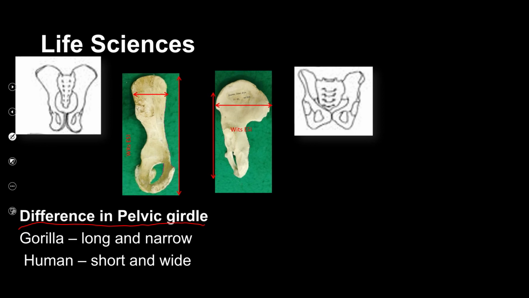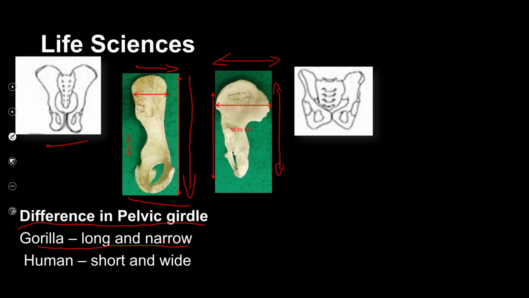Okay, so in a gorilla, we talk about the pelvis being long and narrow. So if you have a look at the first two diagrams here, you can see we've got a very long pelvis and it's a lot narrower. Then if you compare it to a human pelvis, it's shorter. So we talk about it being shorter, but it is wider.